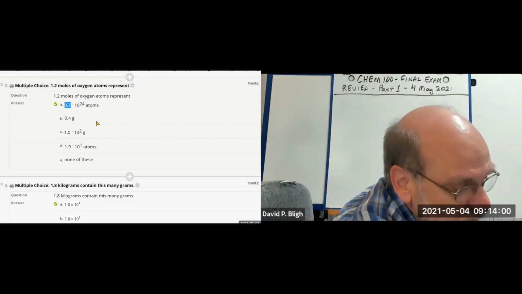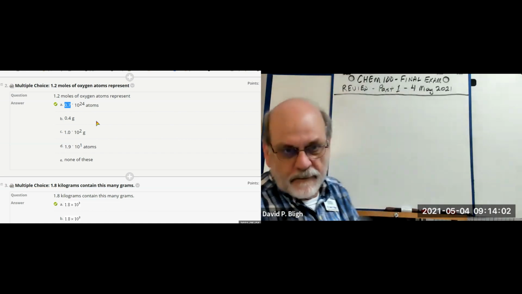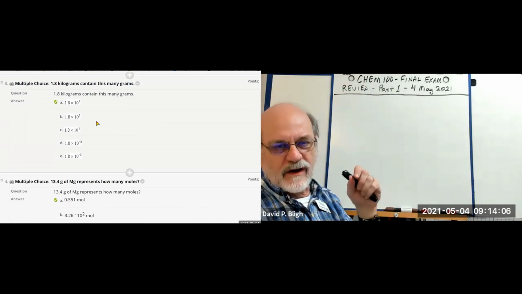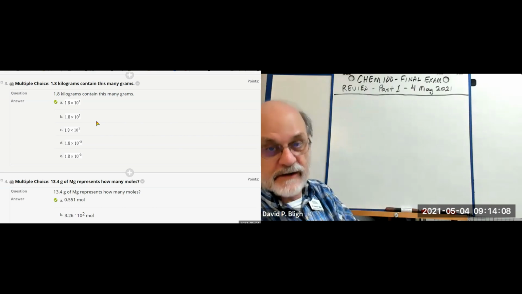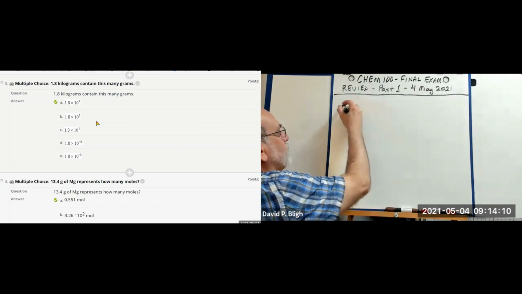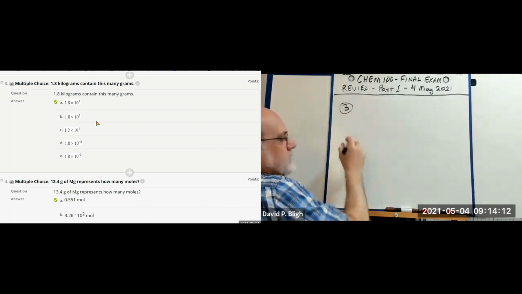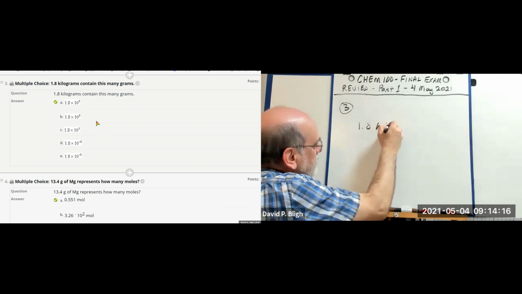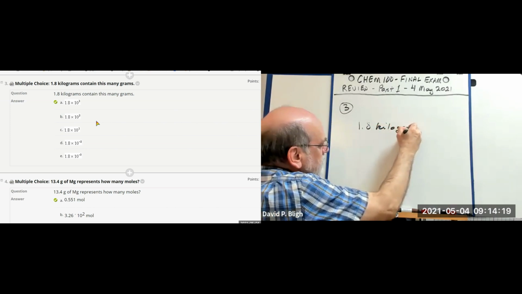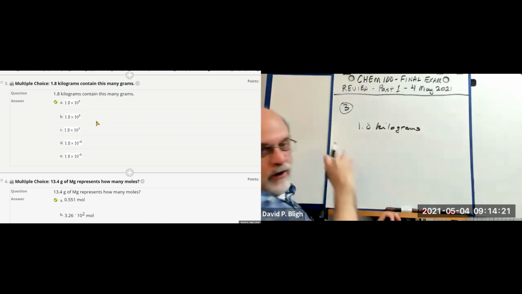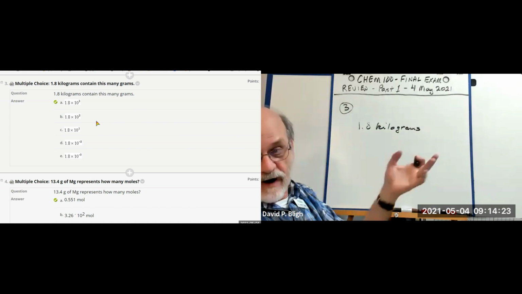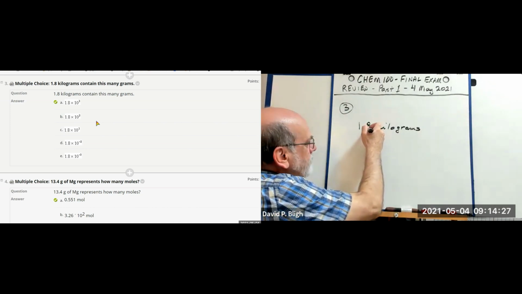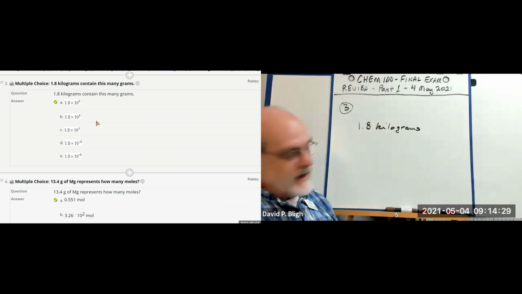Now we're going to do 3. 1.8 kilograms contains this many grams. Okay, this one's fairly simple. Right? 1.8 kilograms. Now, the problem writes it out instead of abbreviating it. So how many grams is that?